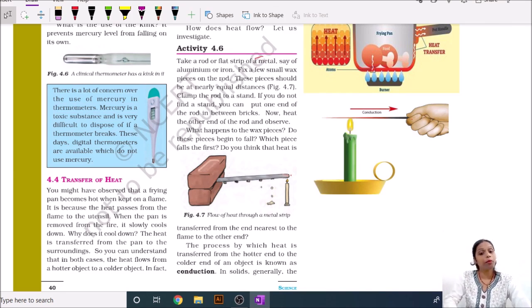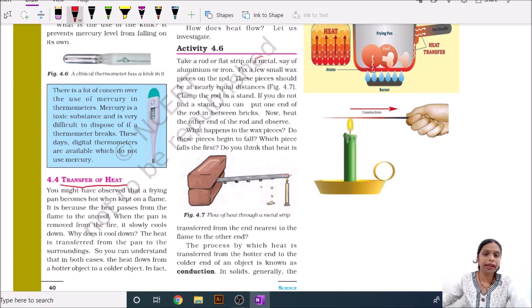Now we are going to discuss the transfer of heat. You have already learned about how we measure the temperature with measuring devices. Now we are going to learn how heat transfers from one to another.